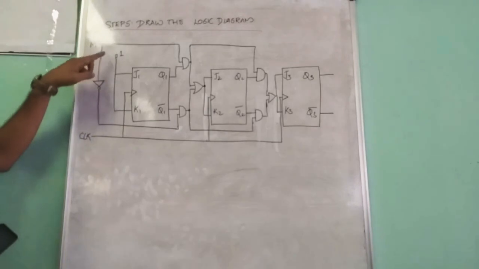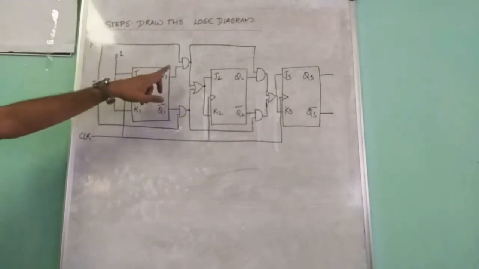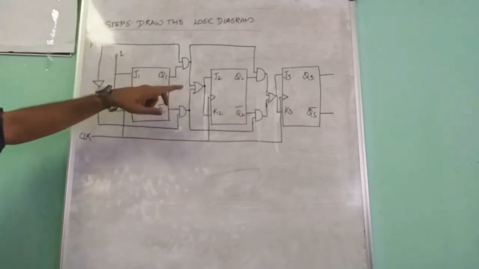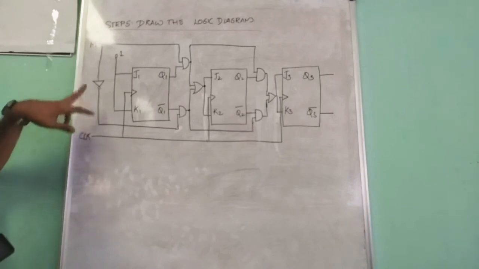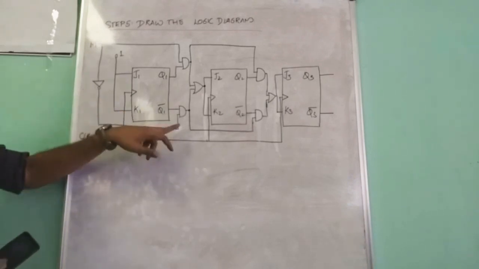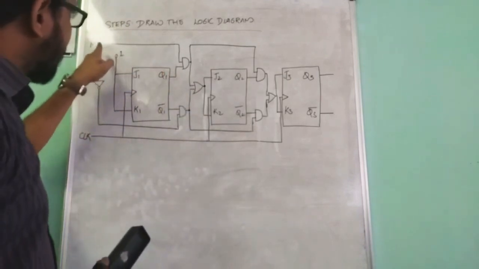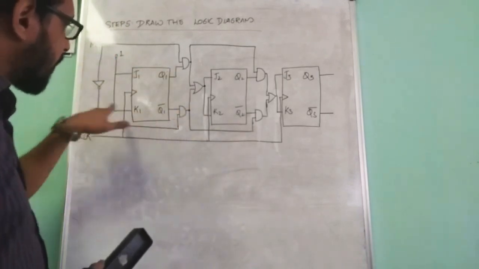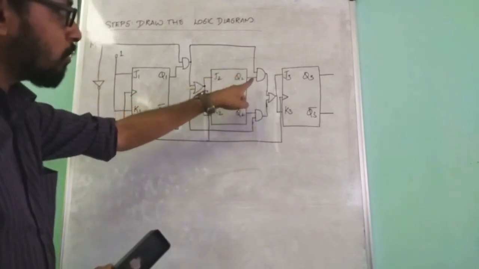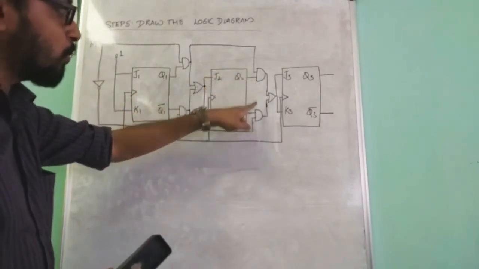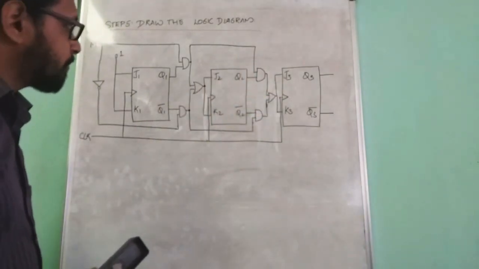That is, we have already the value of J1 and K1. J2 and K2 hold the value M Q1 plus Q1 bar M bar. Okay, J2 and K2 same value, and we take M Q1 bar and M bar Q1 bar and put another AND operation, Q2, here Q2 bar, and put the OR operation. Clear?